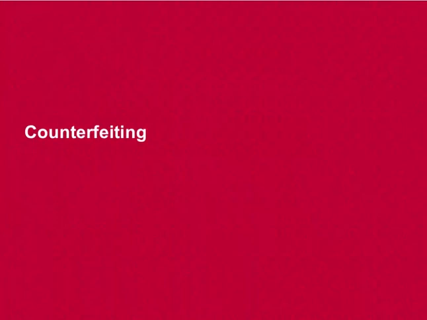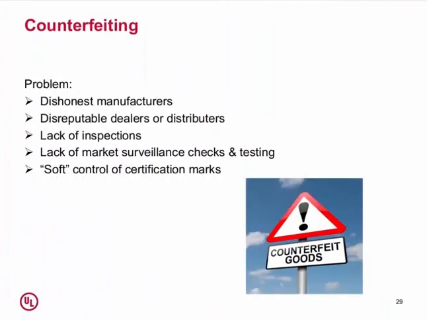So let's talk about counterfeiting. Why is it a problem? Well, it's a problem because there are dishonest manufacturers out there. There are disreputable dealers and distributors out there. Generally, there's a lack of inspections, especially with patch cords. People look at them, again, they're easy, they're cheap, you can buy them any place. I can buy them in bulk at very low costs.